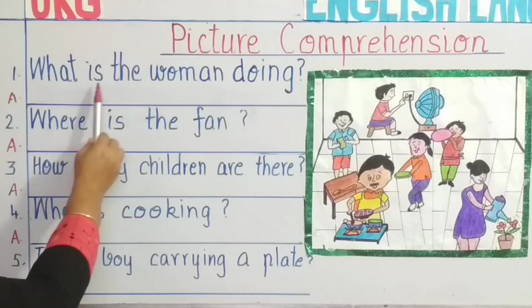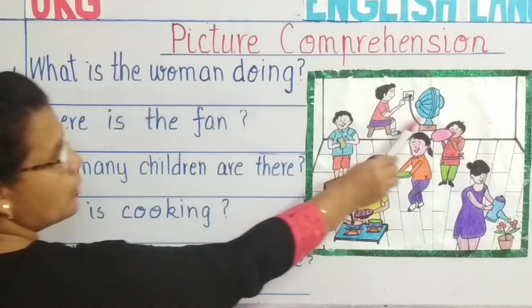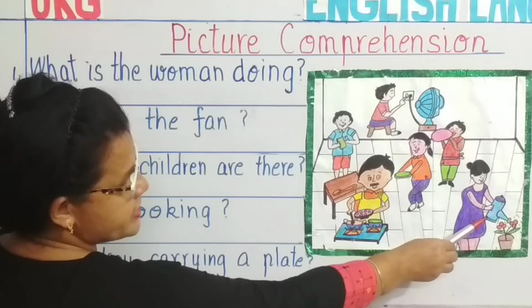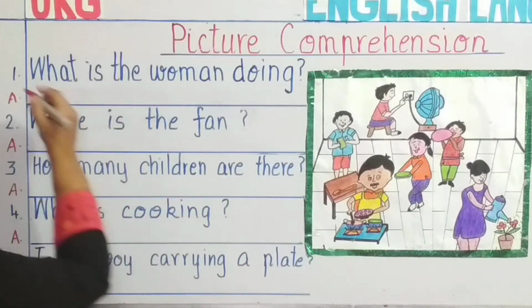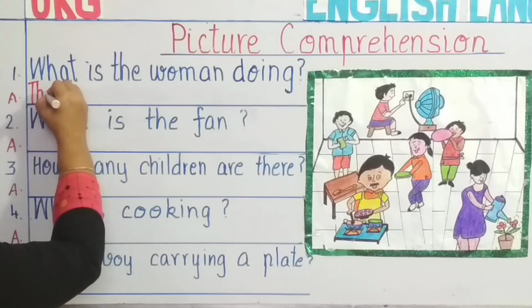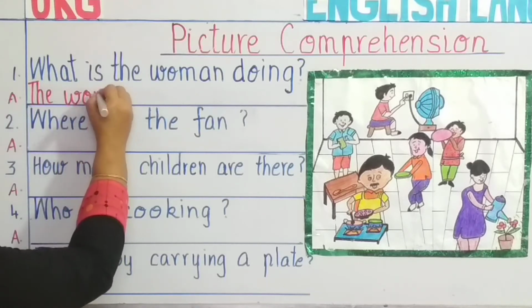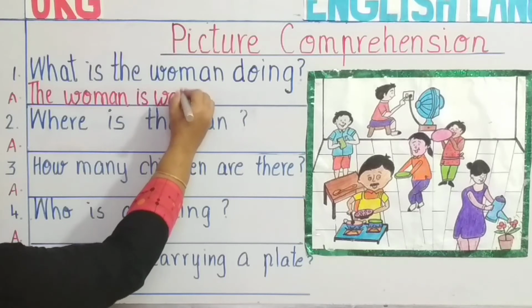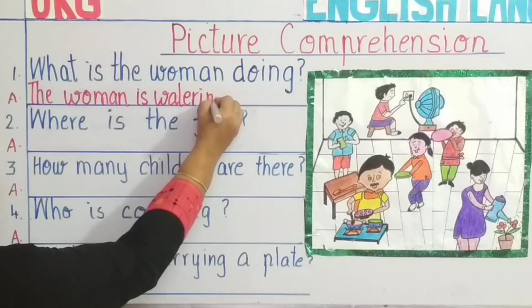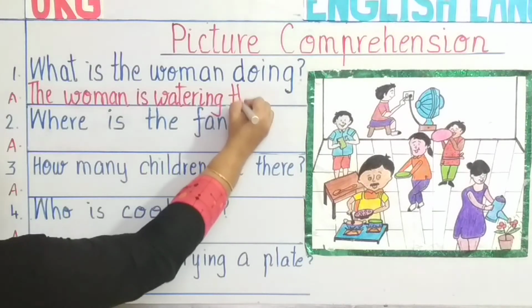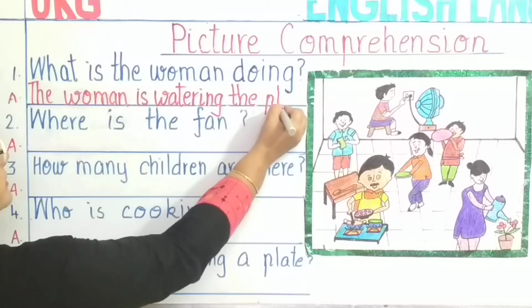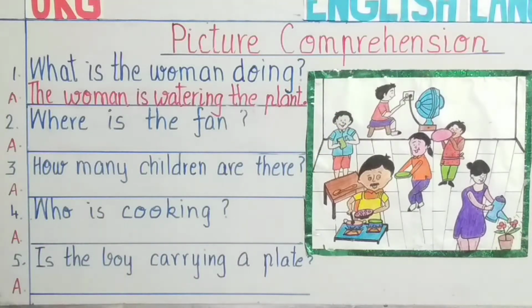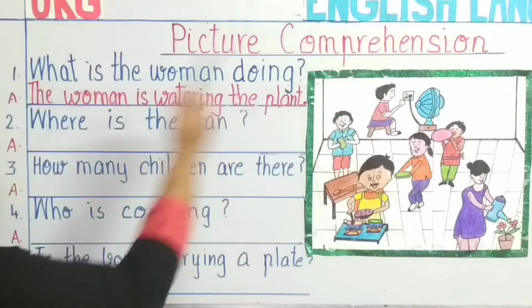Number one, what is the woman doing? You need to look out for the woman in this picture. Here she is. You can see she has a water can in her hand and she is watering the plant. So you will write, the woman is watering the plant. After you finish your sentence, children, you need to put a full stop. Start your sentence with a capital letter and end with a full stop.